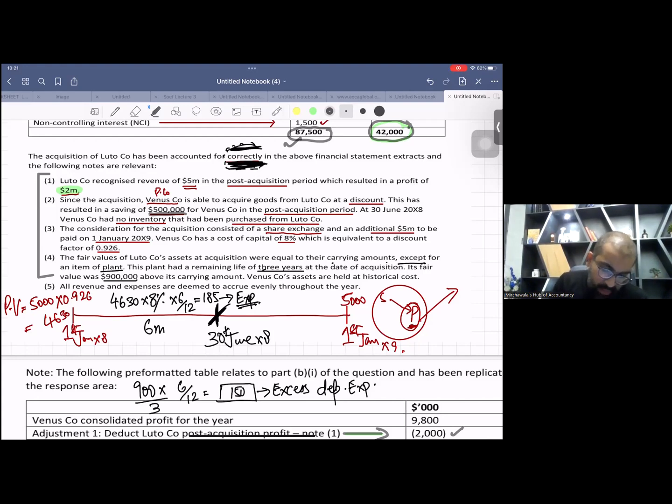185, see point number three. The unwinding of discount, or interest, is an expense. So now you have to add back this 185. And yes, this 150 excess depreciation is also an expense. So now you have to add it back. That's it.